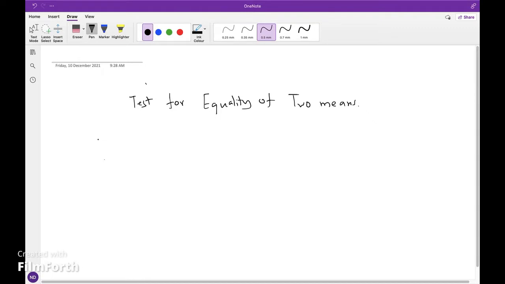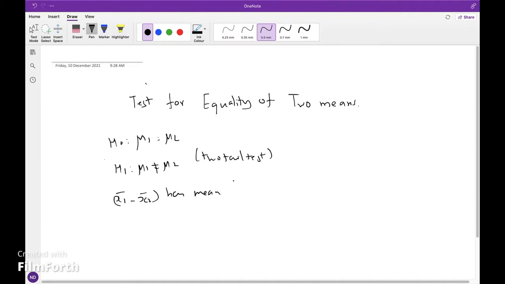The procedure for testing: H0, the null hypothesis, mu1 equal to mu2. The alternative hypothesis, mu1 not equal to mu2. This is a two-tail test. If the null hypothesis is true, then the sampling distribution of x1 bar minus x2 bar has mean mu1 minus mu2 equal to 0.